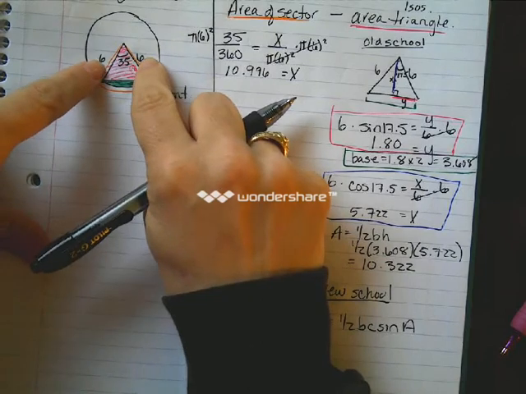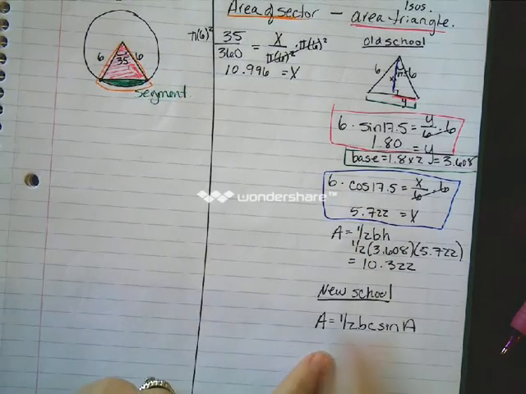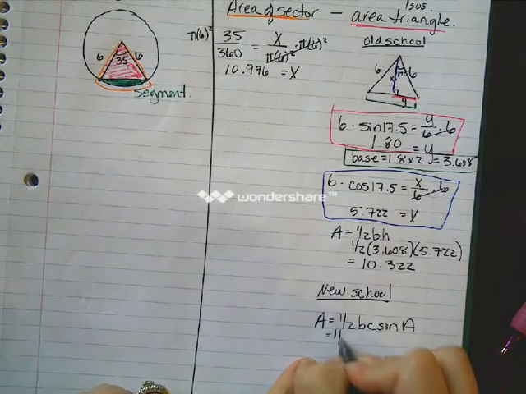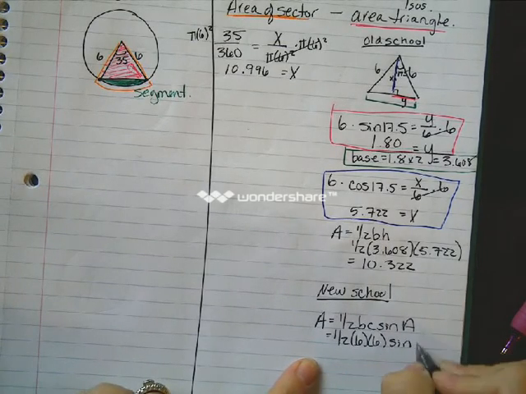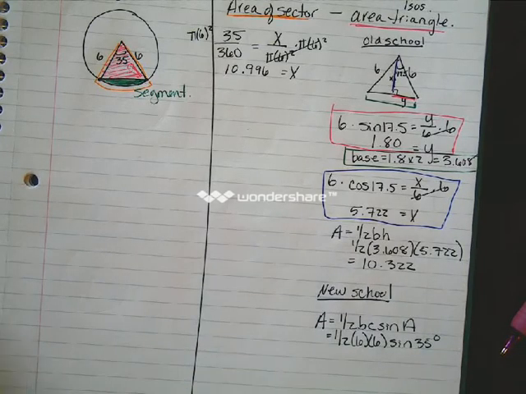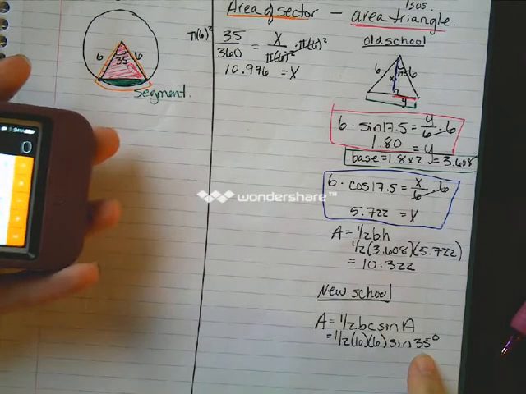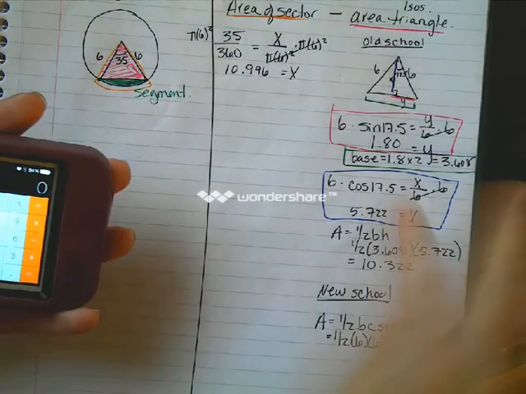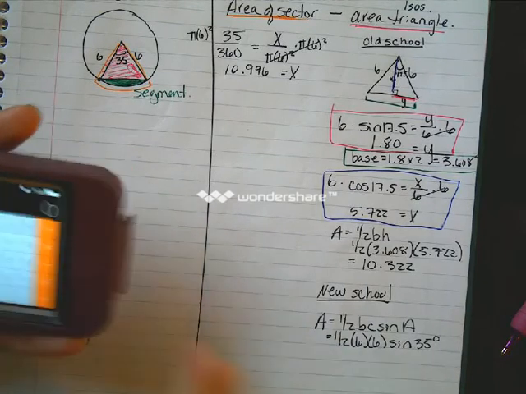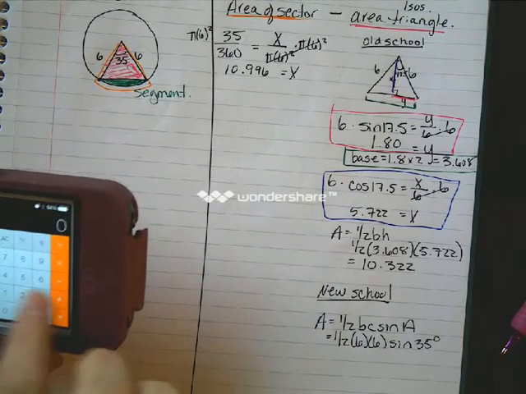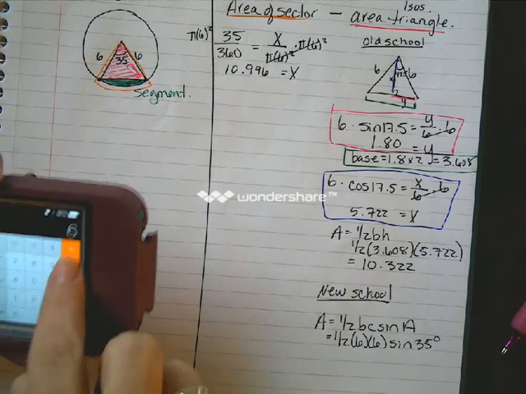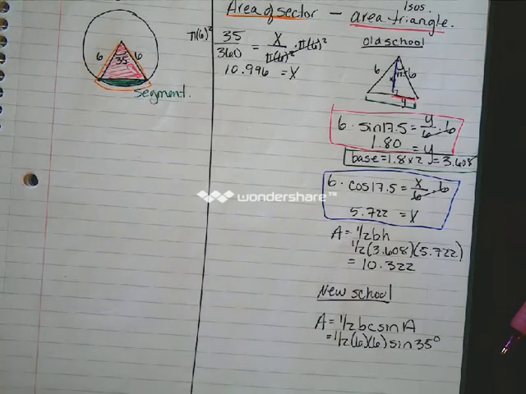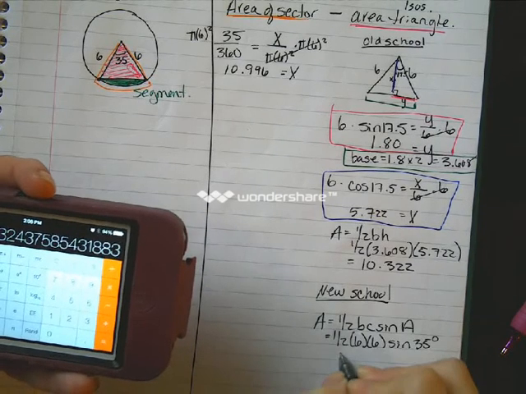Much, much, much easier. I have had kids not like this. I don't know why, but if you want to use this method, you're more than welcome to. But really, this one is going to be much easier. So sine of 35 times 6 times 6 times 0.5. And you'll notice I get pretty close to the same answer minus some rounding errors. Okay? Alright, so again, this was for the sector, and either one of these methods is for the triangle.